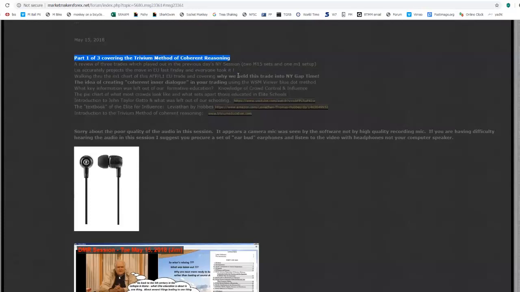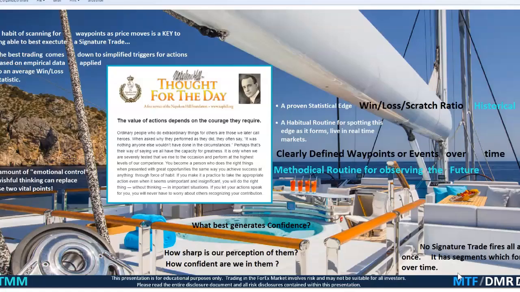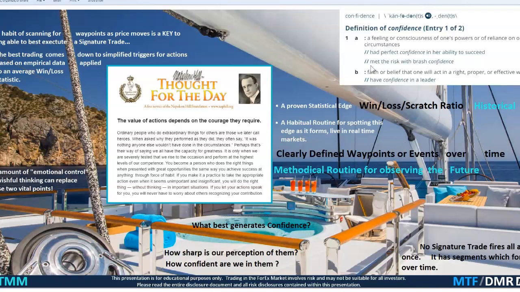We're not trained to reason coherently. Sorry, we're not, right? If you were one of the fortunate ones to be in an elite boarding school, yes, you learned how to reason coherently. Okay, but we got one answer here that I like. And remember, we're looking at what confidence means: faith or belief that one will act right, proper, or effective. You're going to act in a right manner, proper manner, effective. So to me, it's the math. To me, it's this win-loss ratio.